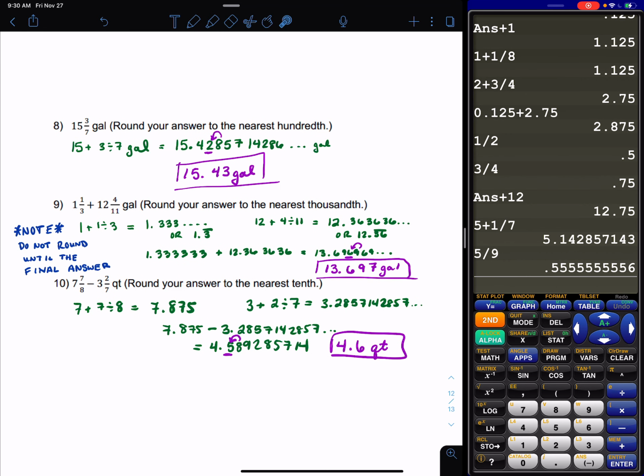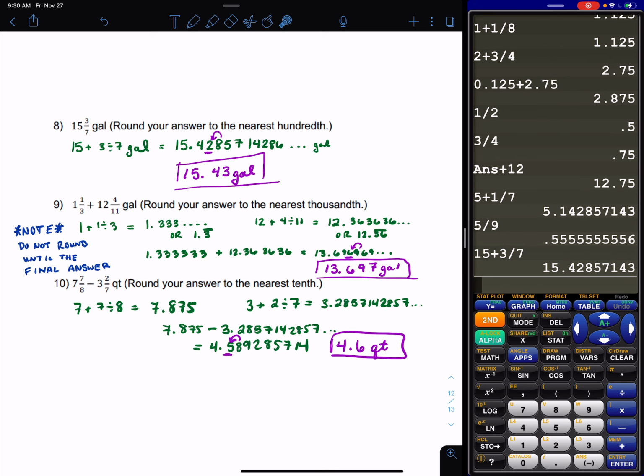If we look at number 8, we have 15 3/7 gallons. We're going to round to the nearest hundredth. So we're doing 15 plus 3 divided by 7, which gives us 15.4285714, and it keeps going. We're going to take the 8 and use it to help us round that 2 to the nearest hundredth. The 8 tells us to bump it up, so we have 15.43 gallons.